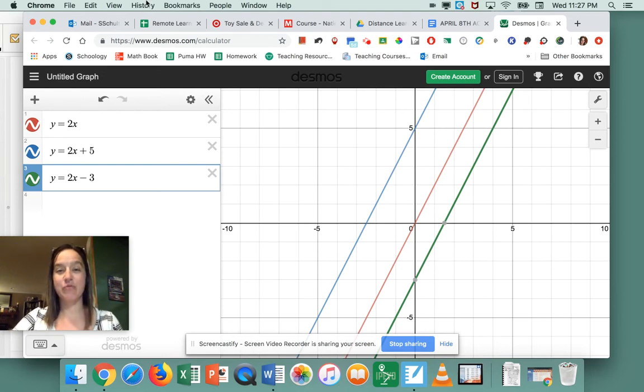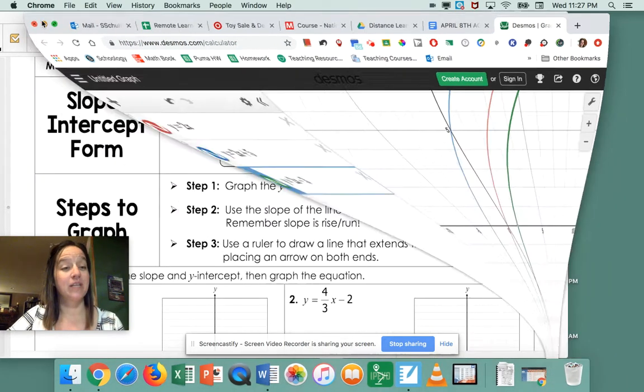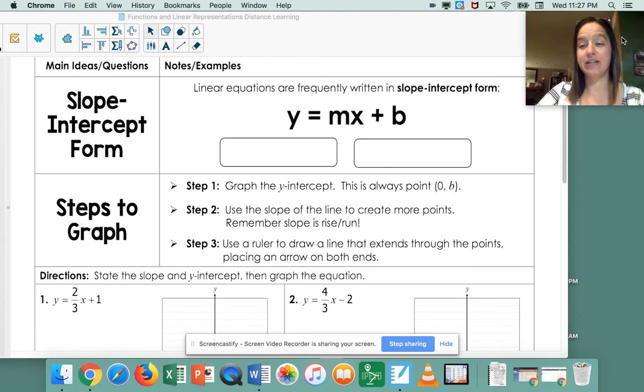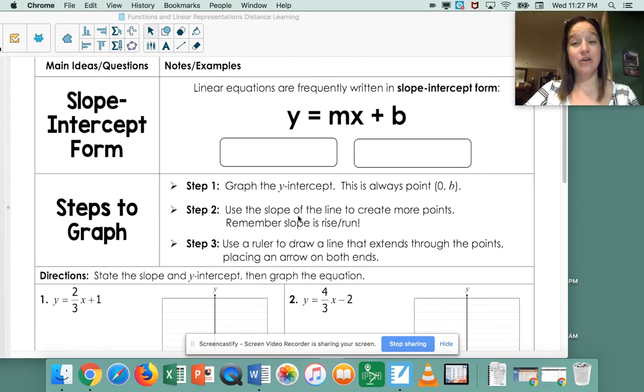Today we're going to start with some new notes, and our notes are exactly on this. It's on slope-intercept, and we are going to be graphing slope-intercept form. We started talking yesterday about slope-intercept form. Yesterday was completely just an investigation. I just wanted to see what you could come up with, see what you saw.